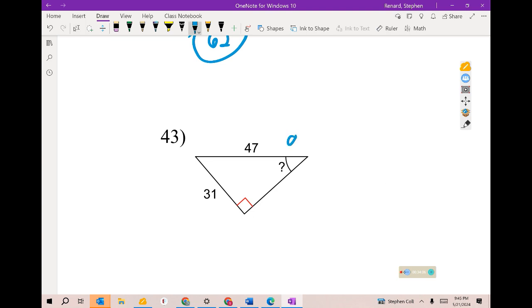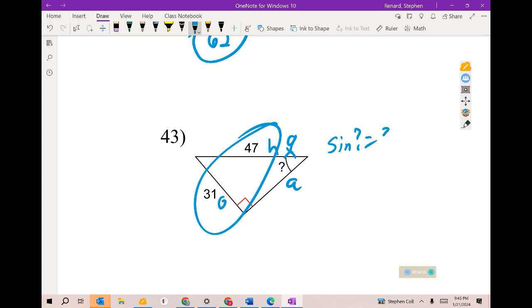Here again, hypotenuse, adjacent, opposite. Since we're dealing with opposite and hypotenuse, that's sine. We go the sine of that angle equals 31 over 47, or the angle equals the inverse sine of 31 over 47.